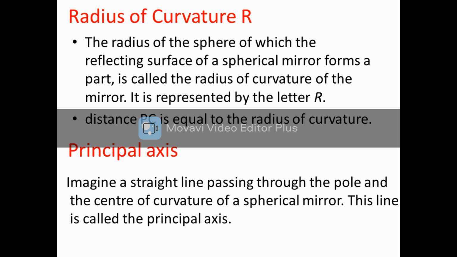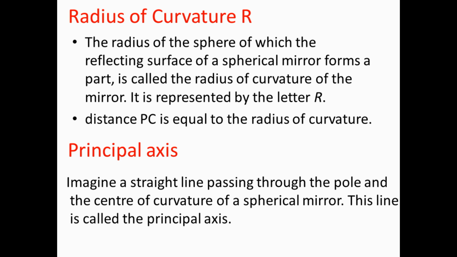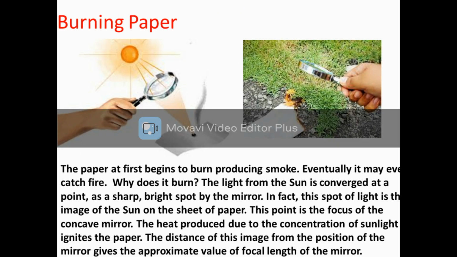So it was a straight line which goes from pole to center of curvature. So this is the principal axis. One more parameter is there, focus. Before we learn focus, we have to do one experiment, that is burning paper.